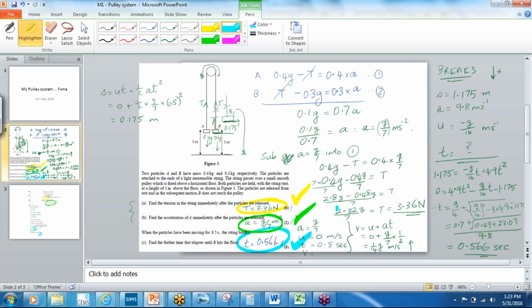All right, so this is a question on pulley systems. I hope that you can find questions similar to this and practice them in preparation for your test. I hope by the time you get the test you can do these questions without any problems.